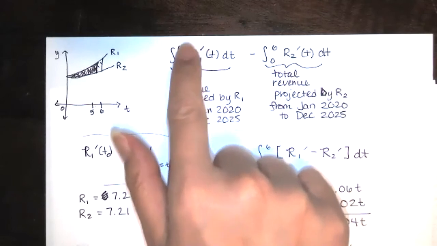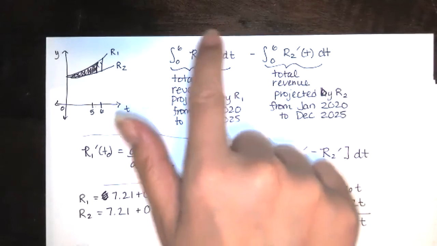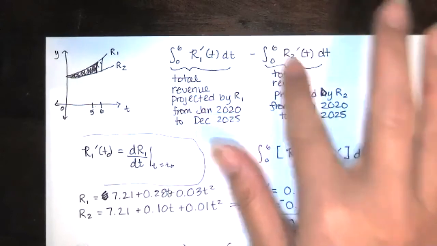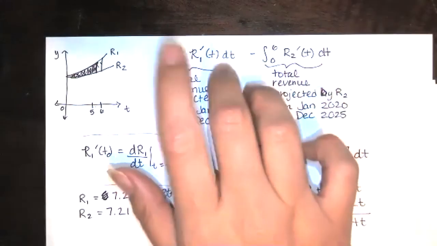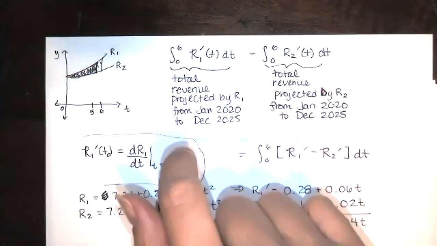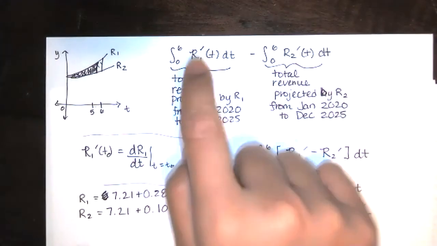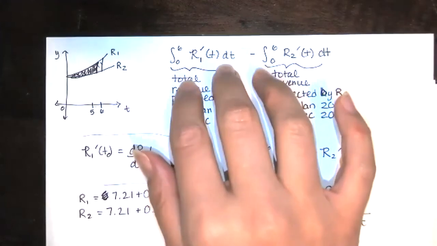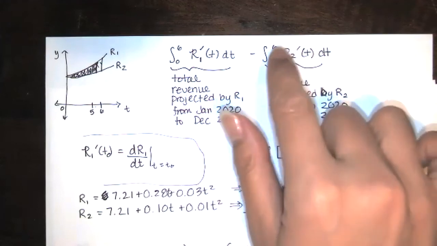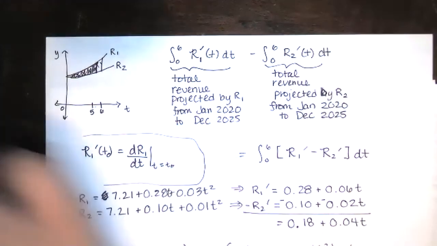That's millions of dollars per year times years, which gives you millions of dollars. And you add up these millions and then you subtract them to see how much more was projected to be brought in by this revenue function than was projected to be brought in by this second revenue function, R sub 2.